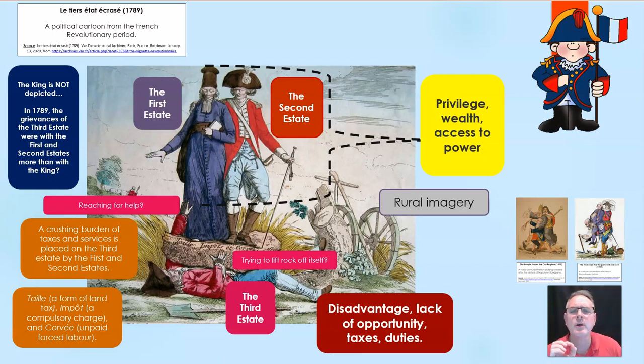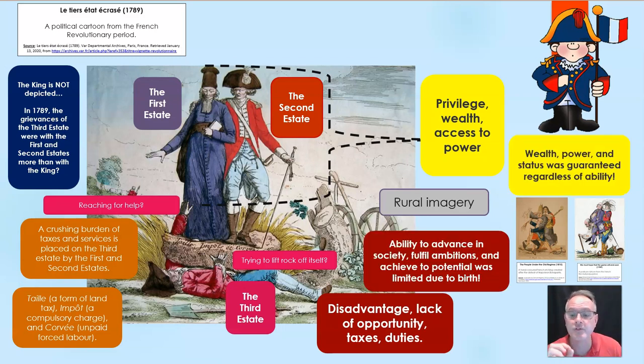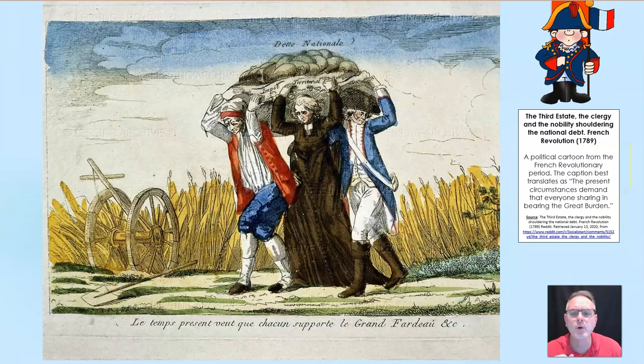Now, it's interesting to note this particular etching is part of a series that emphasises that the society must change in order for the third estate to fulfil its ambitions, to achieve its potential. The wealth, the power, the status of the first and second estate is achieved regardless of their ability. They could be completely incompetent and still rise to the top of society, whereas the potential of the bourgeoisie in particular is limited by them being born into the third estate. This world could be changed, according to the bourgeoisie.